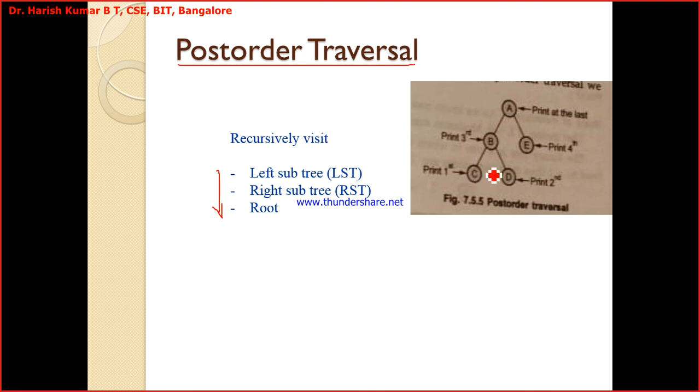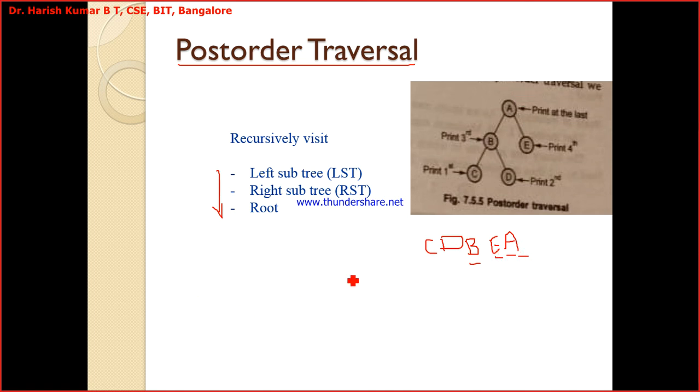And next I come here. This is the root node, but it should not be printed now. First I have to traverse the right subtree, and D gets printed. C, then D, then B, and next E, and finally A. The root nodes are printed at the end. The root node for C and D is B, so it is printed after C and D. Then E, and finally the root node of the entire tree, that is A.